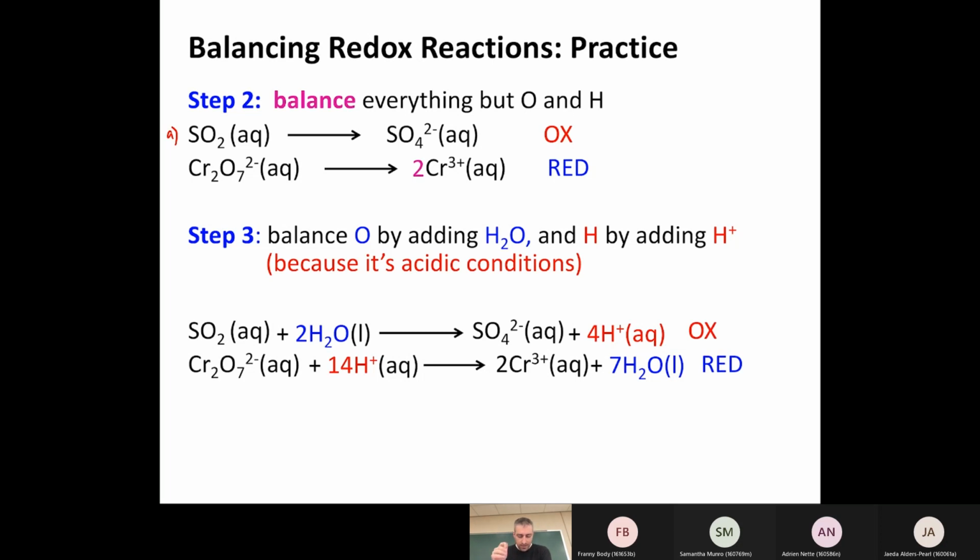The next thing we need to do is balance H+, and you balance hydrogens just by adding H+ to one side or the other. On this side, we have 4, so we add 4H+ to the right to balance hydrogen. On the right here, we have 14 hydrogens on the 7 waters, so we add 14H+ to the left. So at this stage, all the atoms are balanced. What's not balanced are charges. But the oxygens are balanced, the hydrogens are balanced, and all the other atoms are balanced as well.